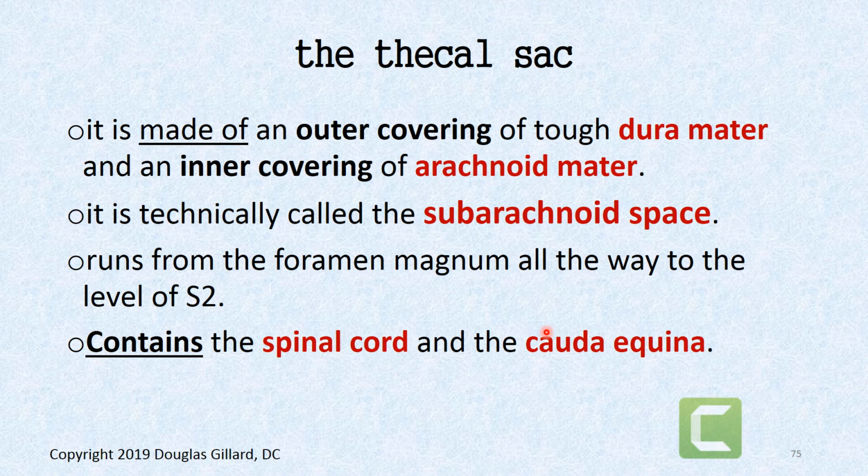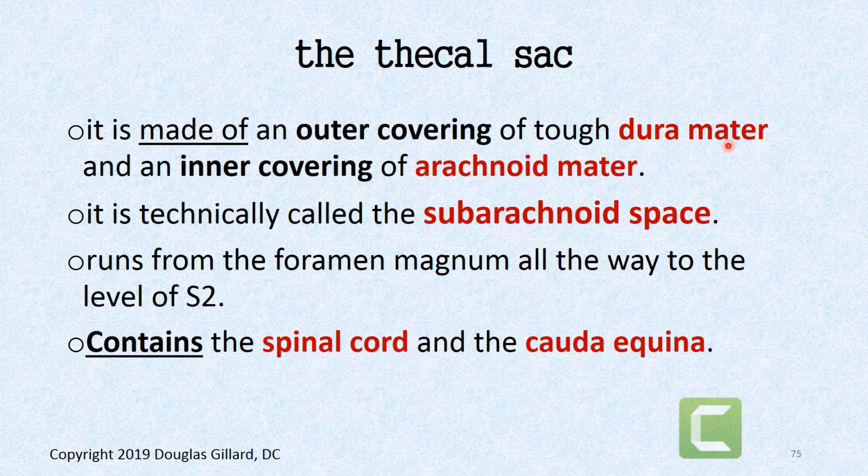The thecal sac is made of two covers. The outer covering is very tough. Tough mother is what dura mater stands for. Notice that this is not matter, M-A-T-T-E-R. This is mater. Dura mater means these are the tough meninges. These are the coverings around the spinal cord and cauda equina. Underneath that, stuck to it, is the arachnoid mater.